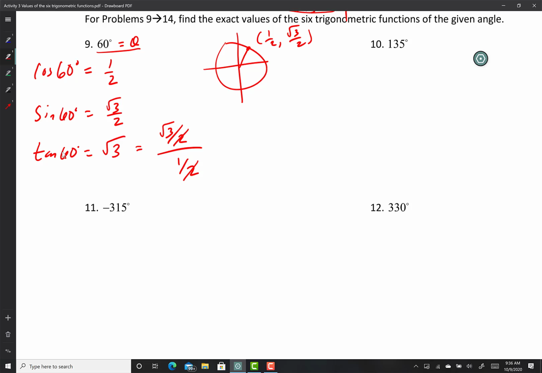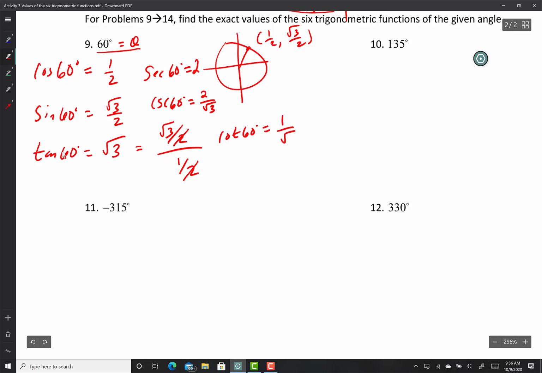So now we're going to do the reciprocals. The reciprocal of cosine is secant. So I'll just write secant at 60 degrees. Make sure to put the degree symbol there. Is the reciprocal of half, which is 2. The reciprocal of sine is cosecant of 60 degrees. And it doesn't say to rationalize, so we can leave it as 2 over square root of 3. And then cotangent of 60 degrees is 1 over square root of 3.